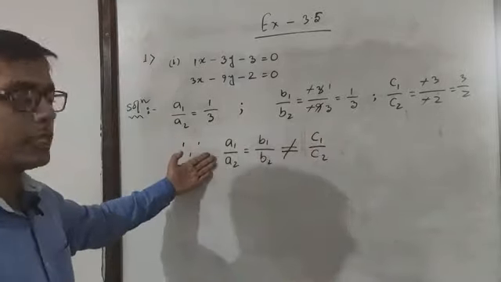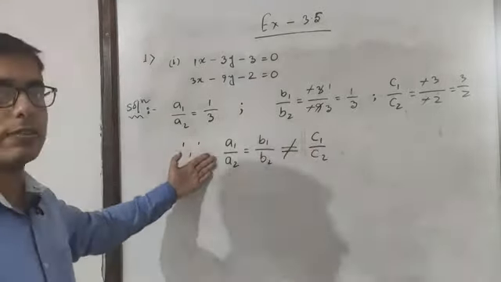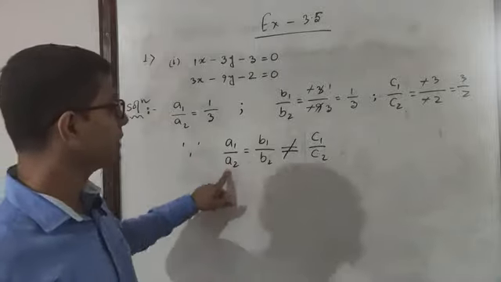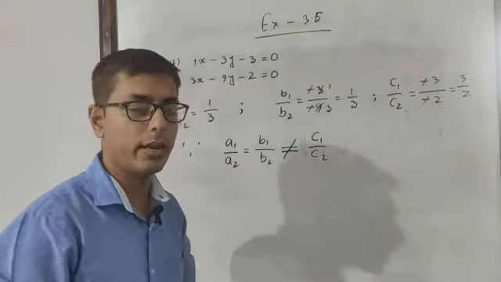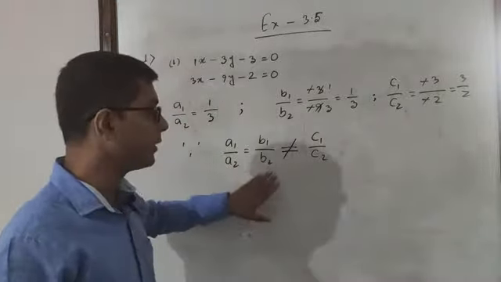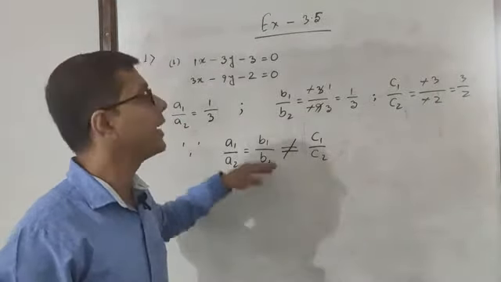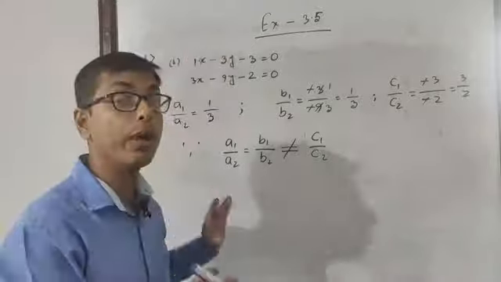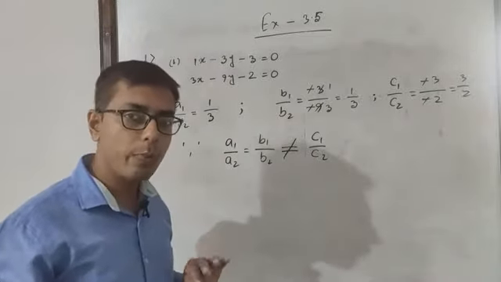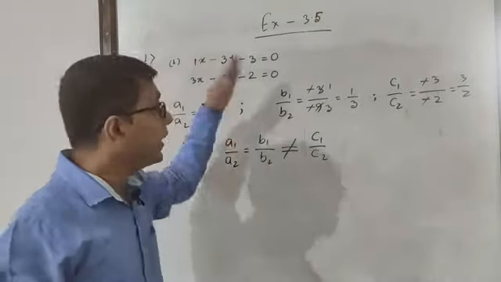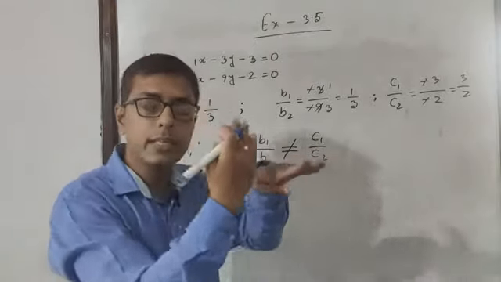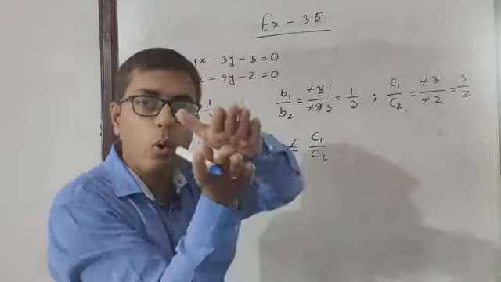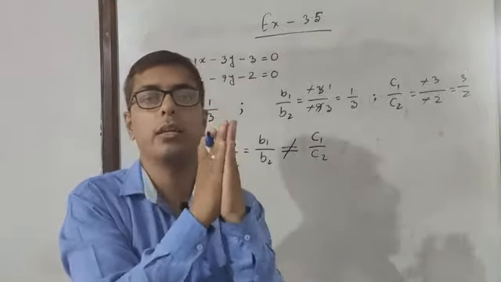If this condition is satisfied, then the pair of equations will have no solutions, since this condition is only for the parallel lines, isn't it? If the lines are parallel, then these conditions will be satisfied. And if the lines are parallel, then how can you get the solution? Is it possible? Of course not. To get the solution, the lines must intersect each other. Okay, if they intersect each other or if they coincide each other, then only you will get the solution.